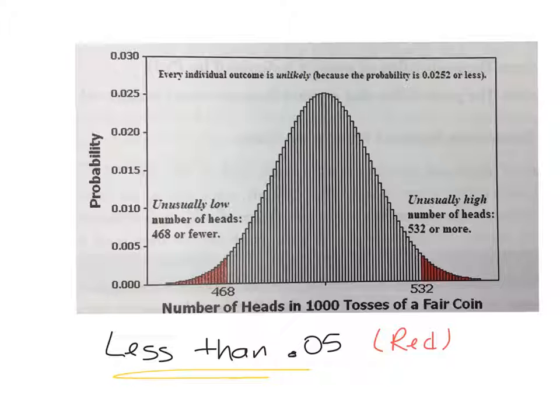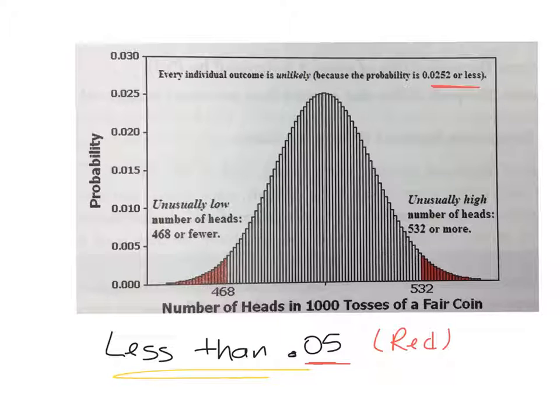Okay, here's a good one. This is called a probability histogram, and this is tossing a coin 1,000 times. Each individual bar, the probability is very small. But when you put them all together, this is what you get. It's a normal distribution. This red area would be the part that is unusually low and unusually high. And you know what that represents too?